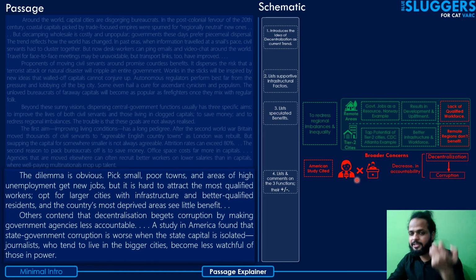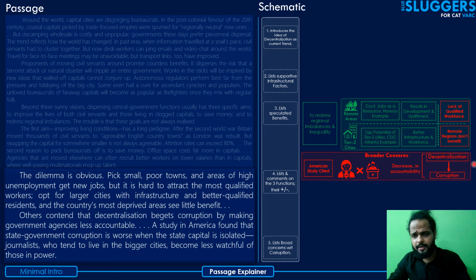And now, because they are not so focused on these bureaucrats, there'll be less accountability on the part of the government agencies and these bureaucrats who are now in the remote regions, right? And because of the decrease in accountability, that will lead to more corruption, right? So the author has also cited an American study with respect to the same.